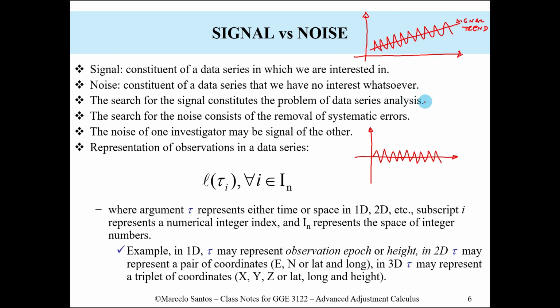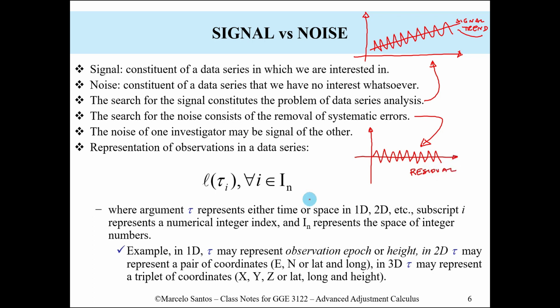Here, the search for the signal constitutes the problem of data series analysis. The search for the noise consists of removal of the systematic error. So when we remove the signal, what is left is the systematic noise, which in our case is going to be the residual.